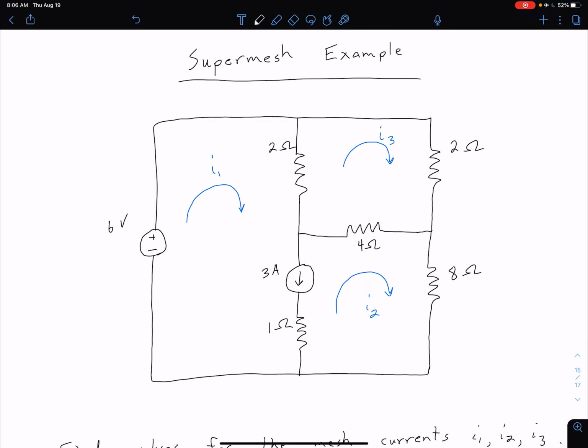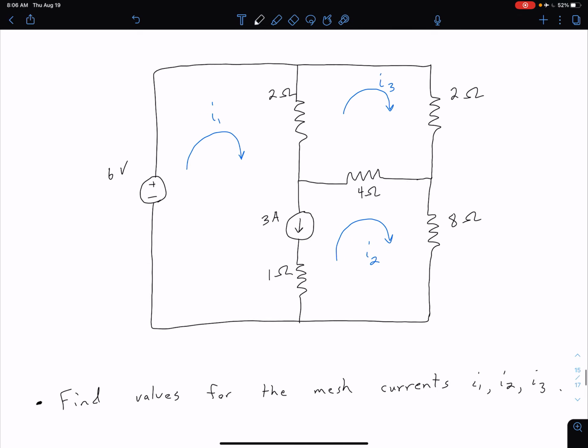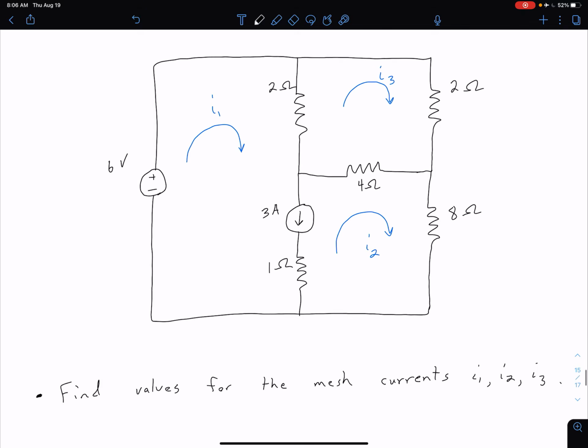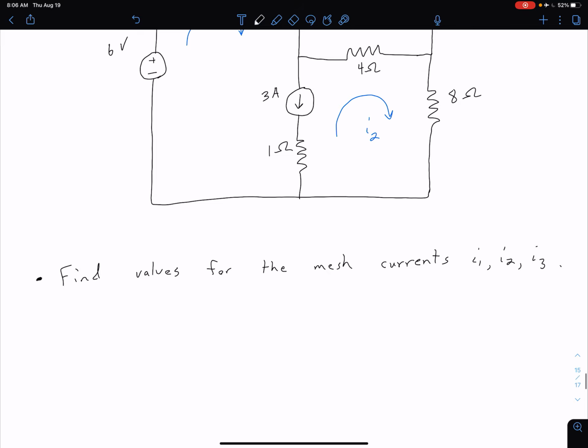Let's take a look at another example where we have to use the Supermesh technique. So in the circuit below, we want to find the values for our three mesh currents I1, I2, and I3, which as you can see have already been defined in the circuit for us. A couple things to note before even considering our Supermesh technique and whether or not it's needed: we have three meshes, so M equals 3, so we know that we're going to need three equations.